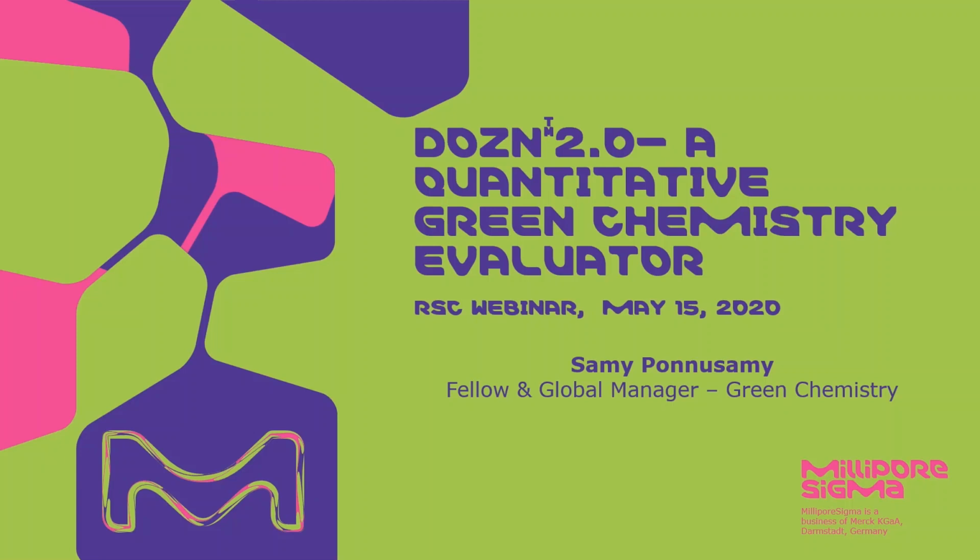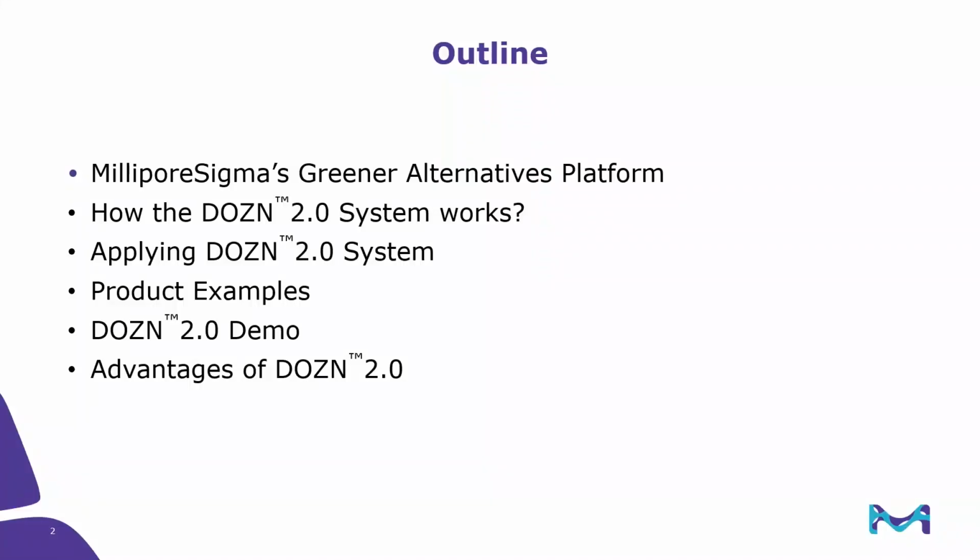I'm going to talk about our DOZN 2.0 tool, a quantitative green chemistry evaluator. The outline of my talk is going to be MilliporeSigma's greener alternative platform, how the DOZN 2.0 system works, how to apply the system with product examples, and a short video demo of how to use it, and then close with the advantages of DOZN.